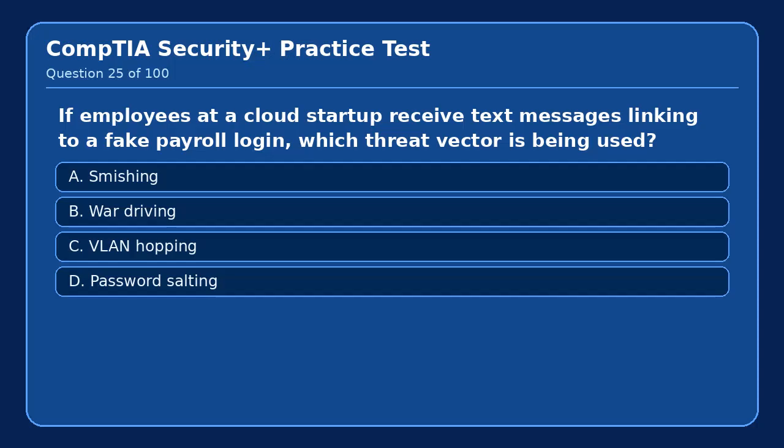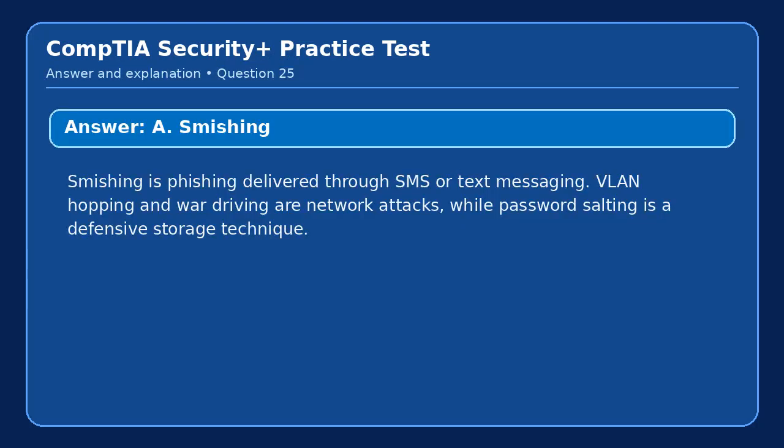Which action best reduces supply chain risk before a manufacturing plant adopts a new software vendor? A. Disable software updates permanently. B. Review the vendor's security controls, update process, and contractual obligations. C. Use the vendor's default admin password. D. Skip vendor review because the product is popular. Take a moment to choose your answer.